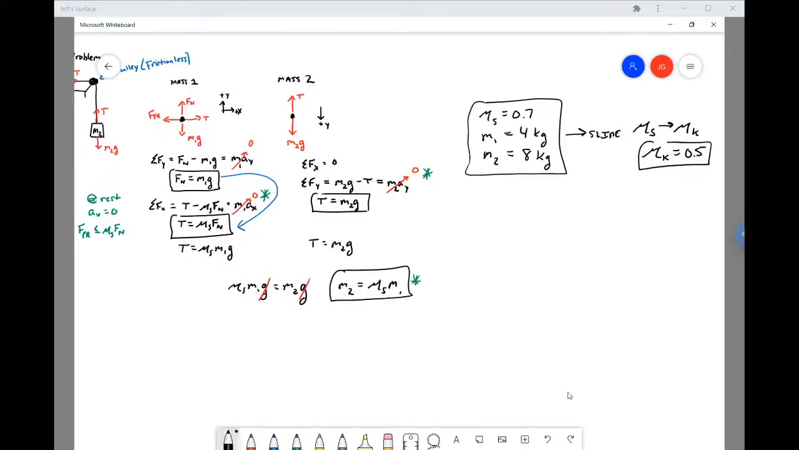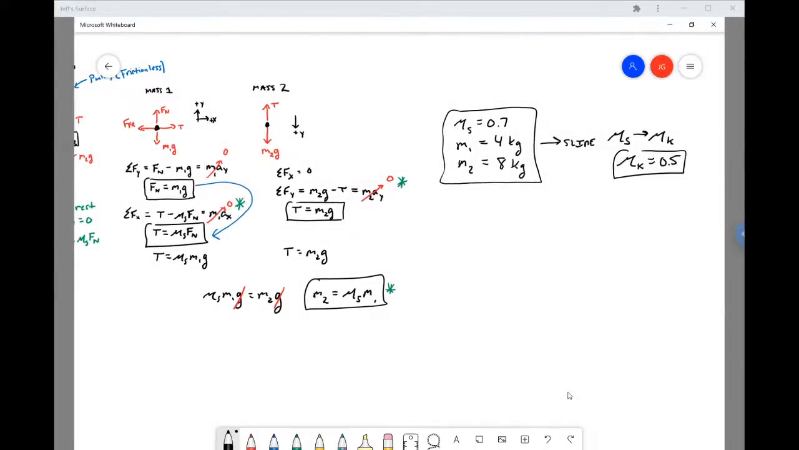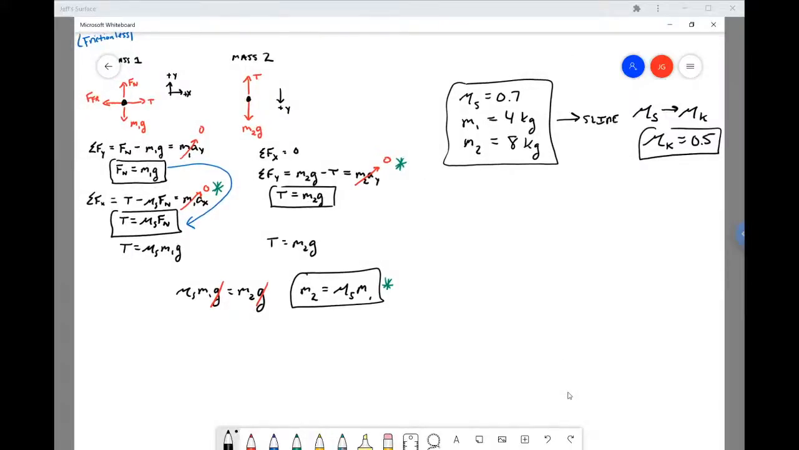So we have for mass 1, we have, just write out that expression again here. So for mass 1, when it's sliding, we have T minus, now it's not mu s, it's mu k times the normal force equals m1 times its rate of acceleration, and that's no longer zero. So that's this rewritten.